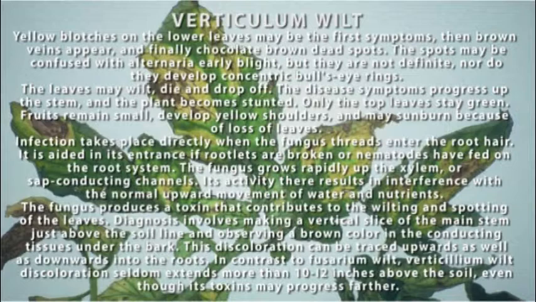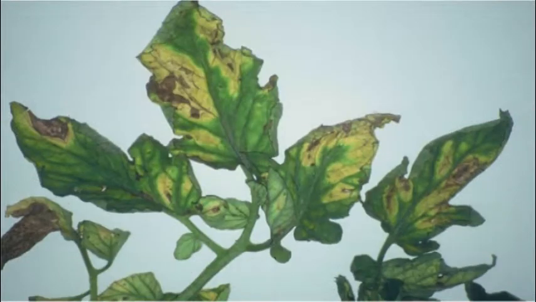Diagnosis involves making a vertical slice of the main stem just above the soil line and observing a brown color in the conducting tissues under the bark. This discoloration can be traced upwards as well as downwards into the roots. In contrast to Fusarium wilt, Verticillium wilt discoloration seldom extends more than 1.02 inches above the soil, even though its toxins may progress farther. Gray leaf spot.